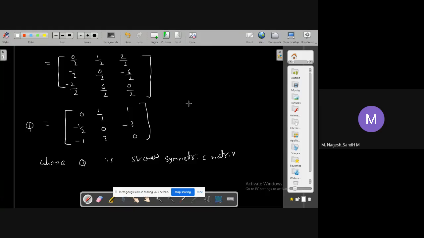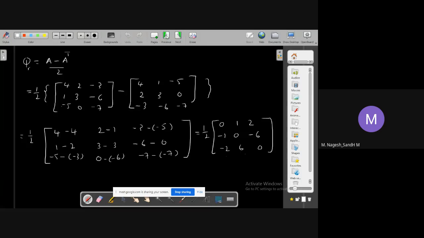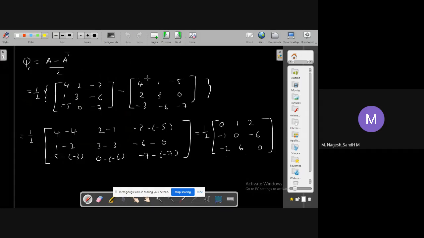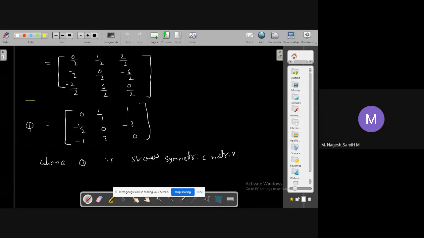So now here we obtained two matrices. One is the P matrix. Our target is to find the two matrices. One is P, highlighted here. Next, the other one is nothing but Q.